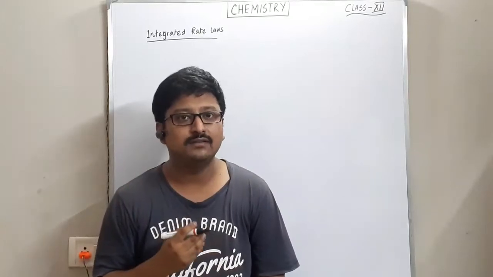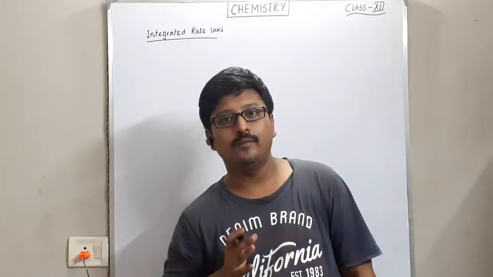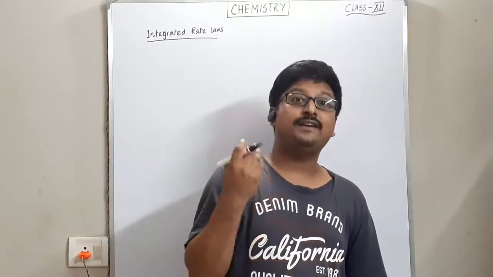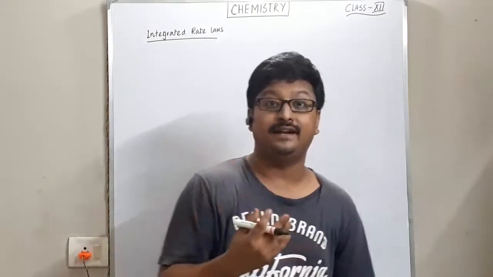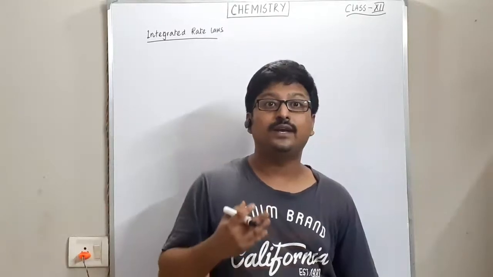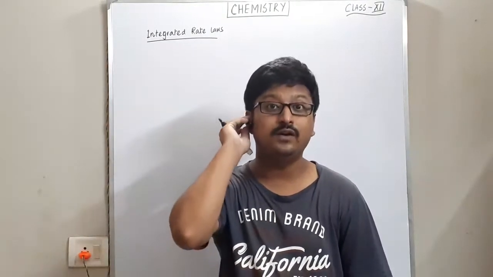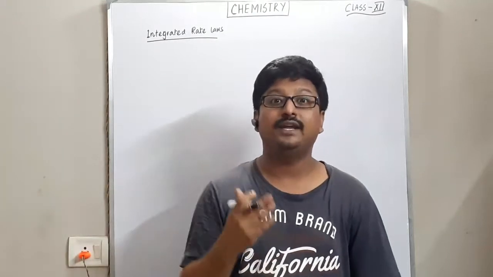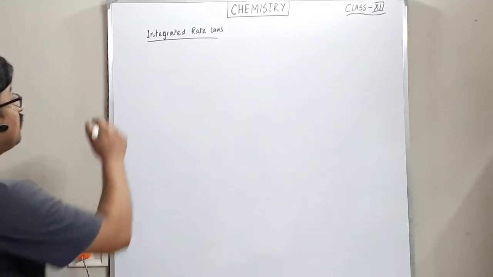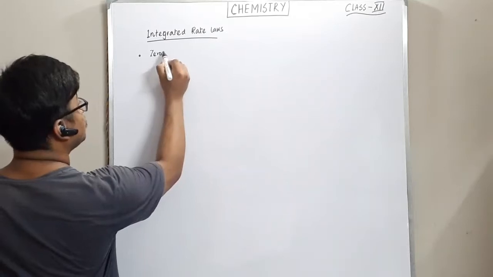Integrated rate law means the reactions where you have a rate law, and that rate law is basically nothing but the rate equation, and that rate equation can be integrated. After this integration you can get the particular form of the concentration of a reactant and the product, and you will get an idea about the rate of the reaction. Okay. So let's talk about the first integrated rate law, about the zeroth order reactions.